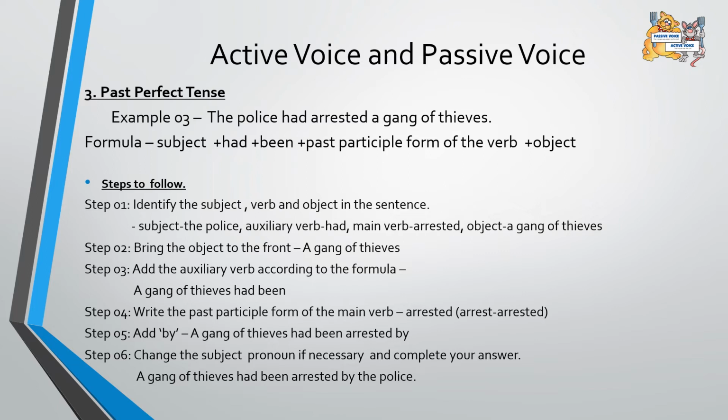Step 2. Bring the object to the front, that is, a gang of thieves. Step 3. Add the auxiliary verb according to the formula. Now the answer is: a gang of thieves had been. Step 4. Write the past participle form of the main verb. The past participle form of the main verb arrest is arrested. So the answer is: a gang of thieves had been arrested.